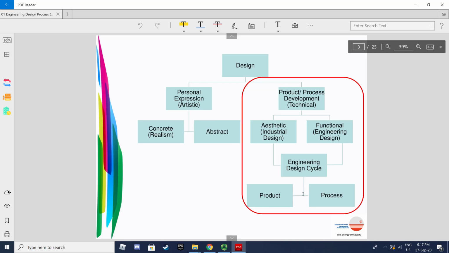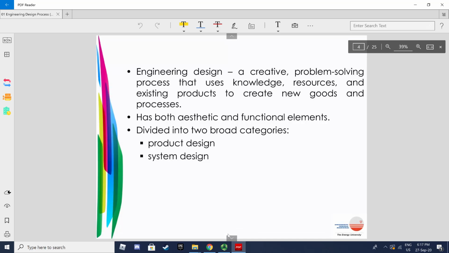And of course, throughout the cycle, we need to have a certain process. And engineering design involves a creative, problem solving process that uses knowledge, sources, and existing products to create new goods and processes. So this is where our role comes in as an engineer. You are going to find a solution, you are going to find an idea how to solve a certain problem or issue. That is where engineers come in. And then we can divide it into two broad categories, which are product design and system design.